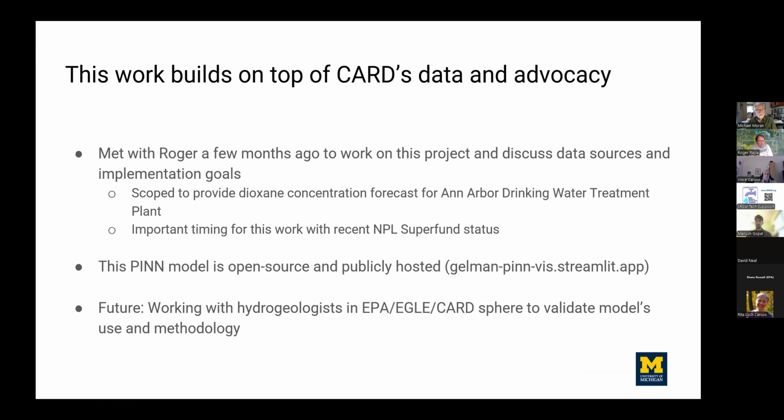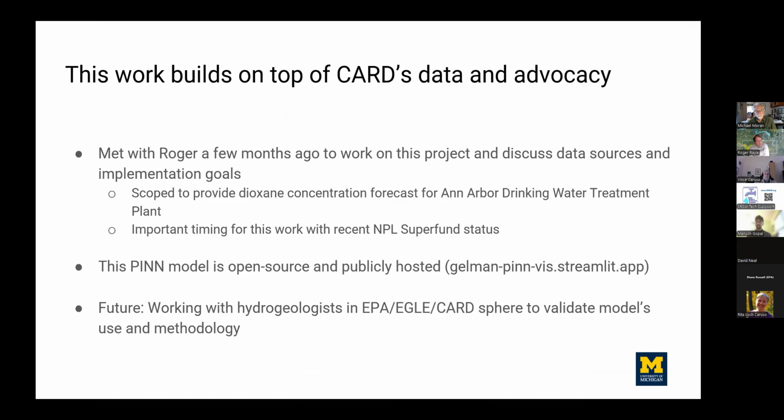So what do I want to do with this work? Where did this come from? I met with Roger a few months ago to work on this project and discuss how this could be used. And we kind of scoped this to the Barton Pond drinking water intake because that seems like the first place to start. And we both agreed and talked about how this timing is really important with the National Priorities List, Superfund status, of course, which is what this call is about.